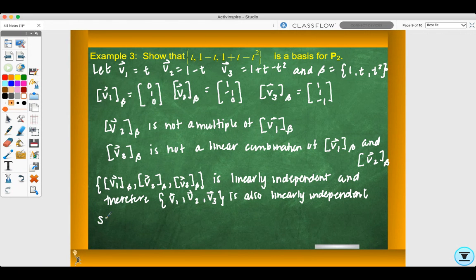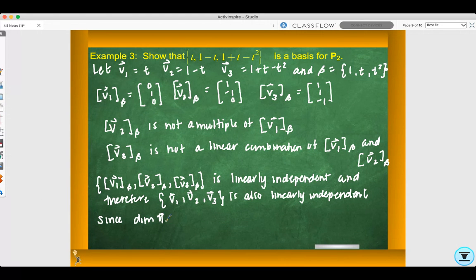Since the dimension of P2 equals 3, v1, v2, and v3 is a basis for P2 according to the basis theorem.